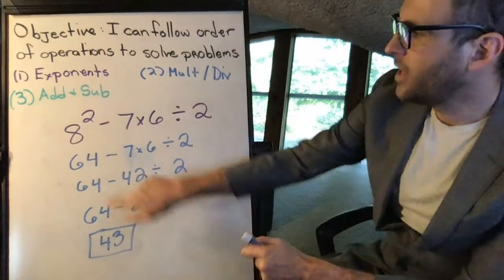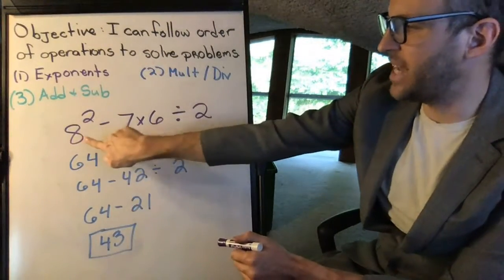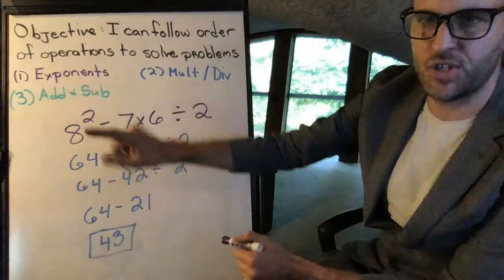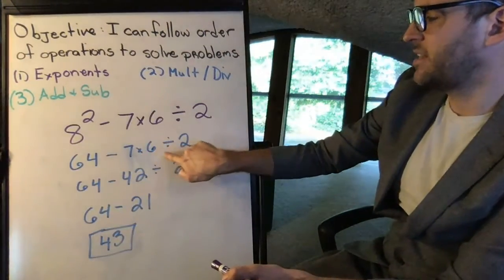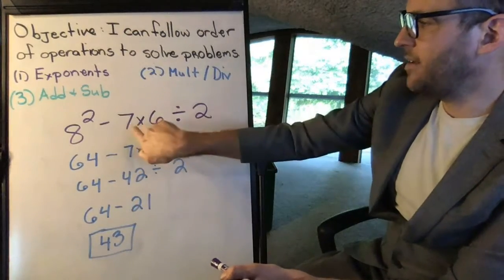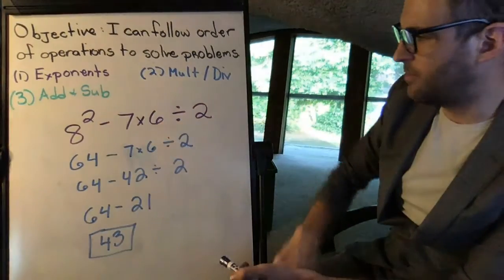Let's check it out. 8 squared has to go first because of our exponent. And remember, this base number is 8, exponent 2, so 8 times 8 is 64. Minus 7 times 6 divided by 2. Again, multiplying comes before division here, so in our order of operations, this comes first.